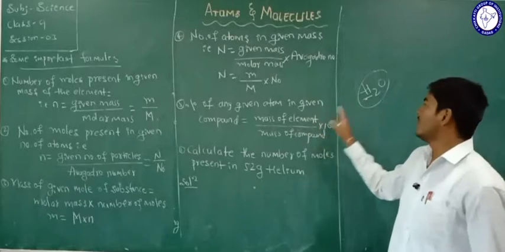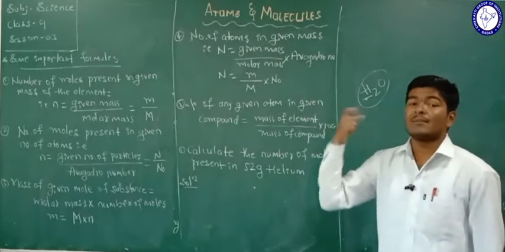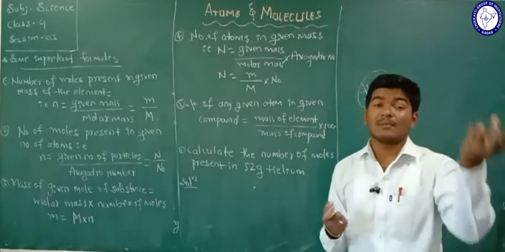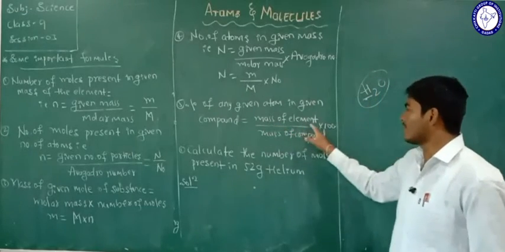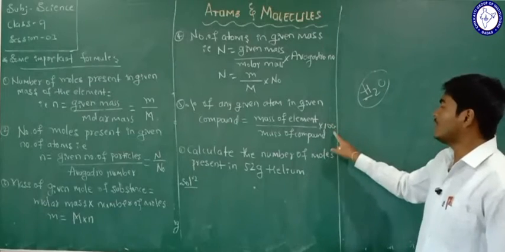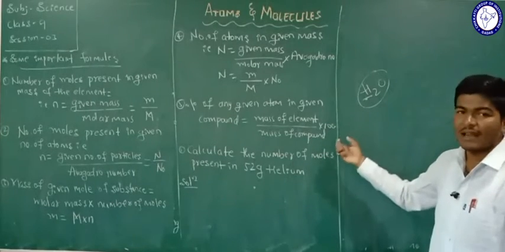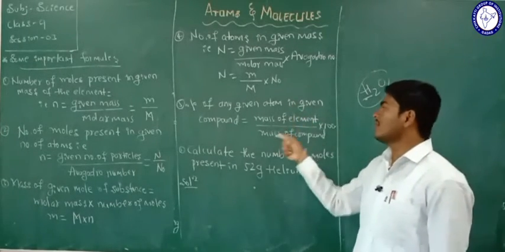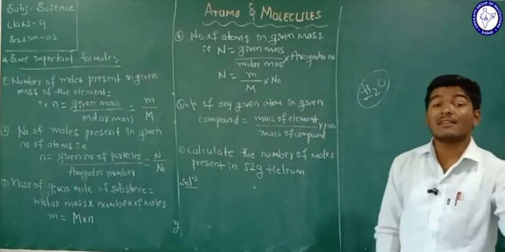percentage of any atom in a given compound is equal to the mass of the element. We have to write down the mass of the element for which they asked the percentage, divided by the mass of the compound. We have to write the mass of the compound, into 100. By putting the values here, we can get the percentage of any given atom in a given compound.